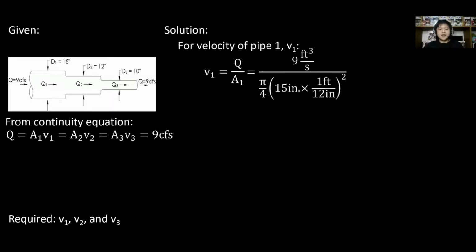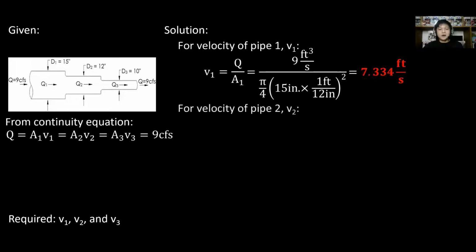Substitute Q as 9 cubic feet per second, and for area, that is pi all over 4, multiply to 15 inches, convert to feet, and raise to 2. Therefore, V1 is equal to 7.334 feet per second.